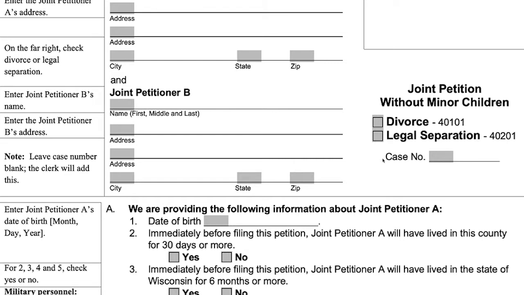You will not put anything in the case number entry here. That is for the clerk of courts. They will assign you a case number. However, if you were to come back and file an amended petition, you would use the case number that is assigned to you when you file the first petition.